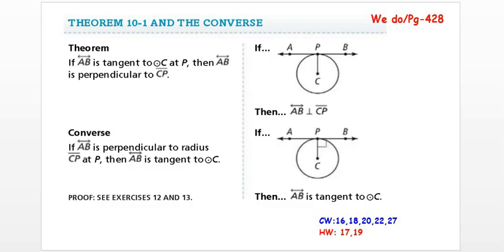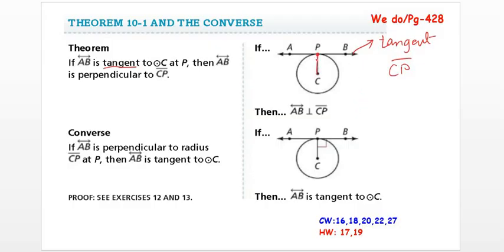Okay, now here is theorem number 1 of topic 10. It says if AB is tangent to circle C at P, then AB is perpendicular to CP. So if we look at the diagram and try to understand what is CP and what is AB. AB, as they have mentioned in the theorem, is the tangent, right? Because it touches the circle at 1 point, and that point is P. Now what is CP? CP is actually the radius of the circle.